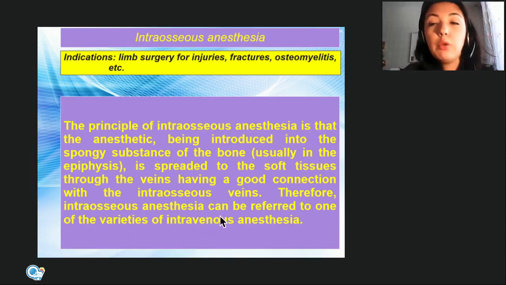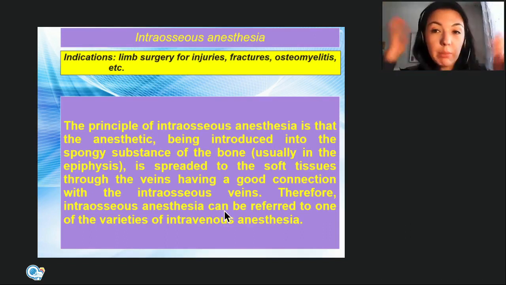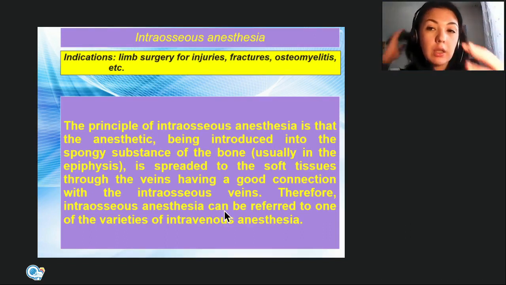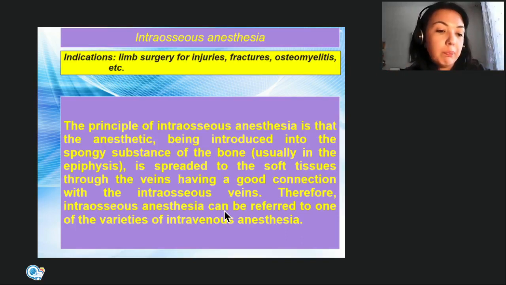What is the advantage? Why not just introduce the anesthetic into the vein? Because from the vein, it will go to the systemic circulation very fast. And here it eliminates very slowly. That's why it is used.